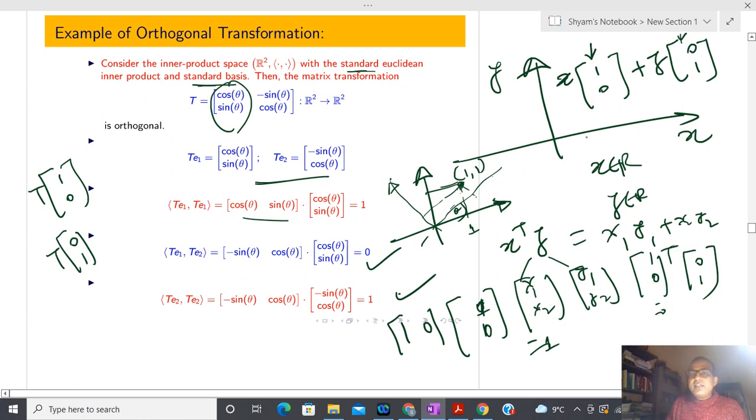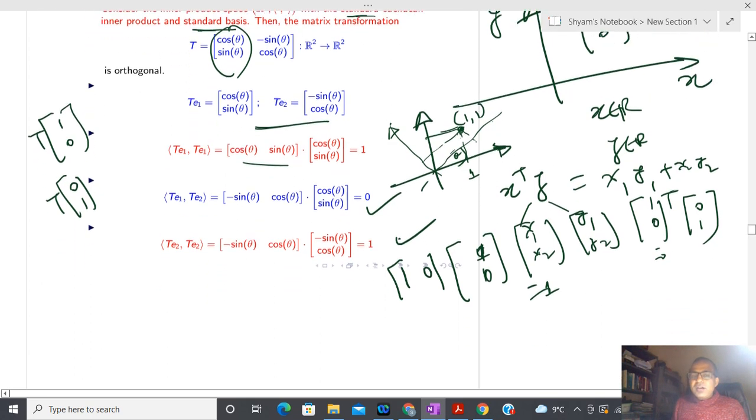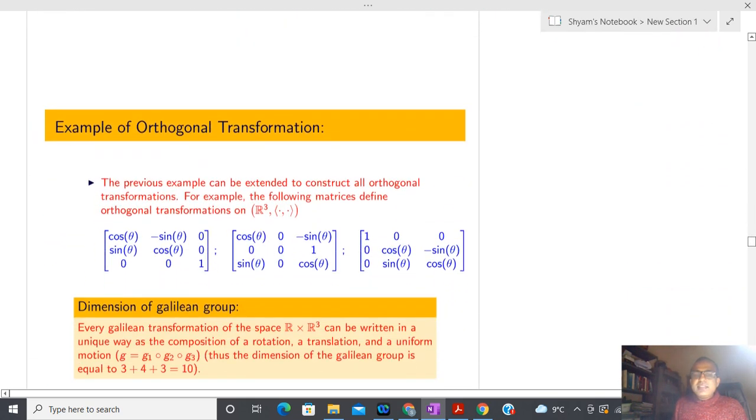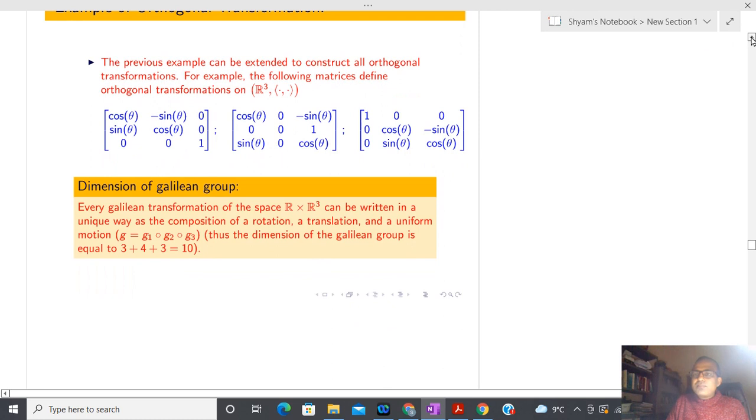And due to that reason, if you see carefully the Newton's law, they are talking about displacement. Displacement between two things. Now let us come to the generalization of orthogonal transformation.